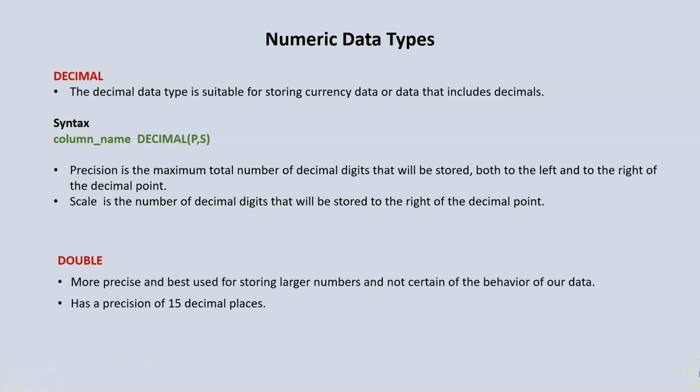The next numeric data type is double. Double has more precision and best used for storing larger numbers. And sometimes when we're not setting up the behavior of our decimal data, we can use double. Double has a precision of 15 decimal places. In this course, we won't be using double, we'll just be using decimal because that is sufficient for what we need to do.